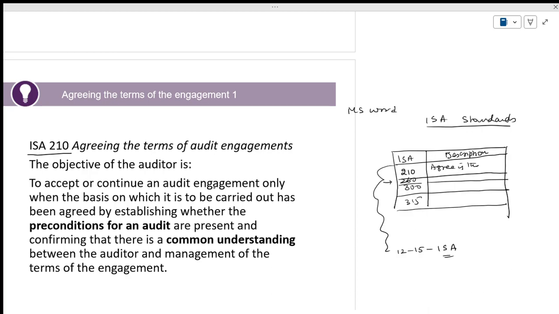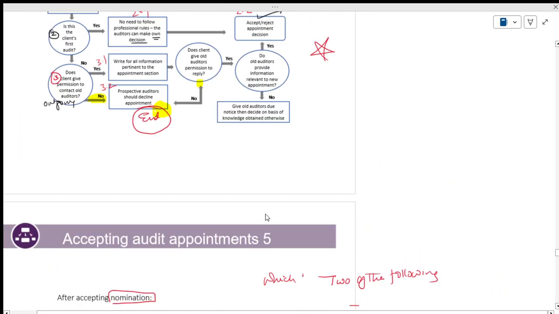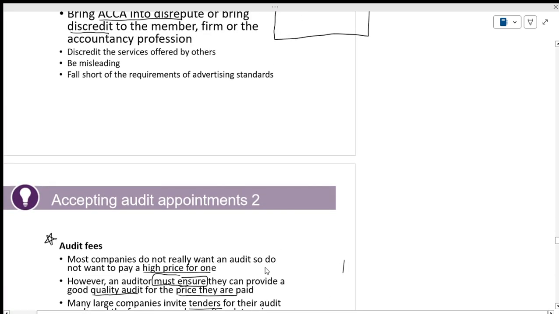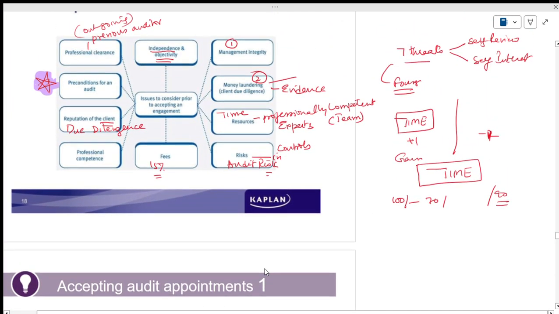Agreeing the terms of audit. The objective of the auditor is to accept or continue an engagement only when the basis on which it is to be carried out has been agreed, establishing the preconditions of the audit. What are the preconditions? Preconditions of the audit is how it is going to happen.